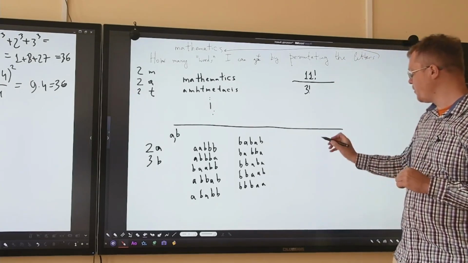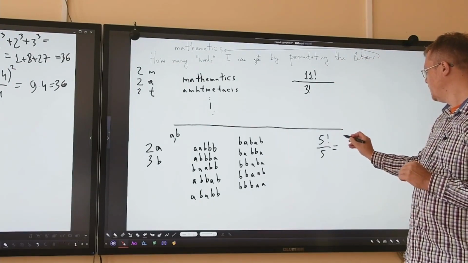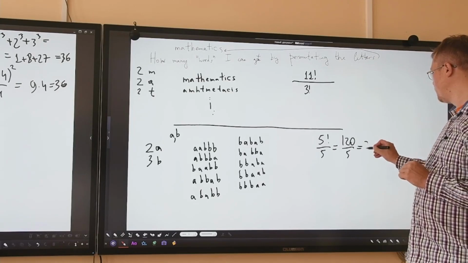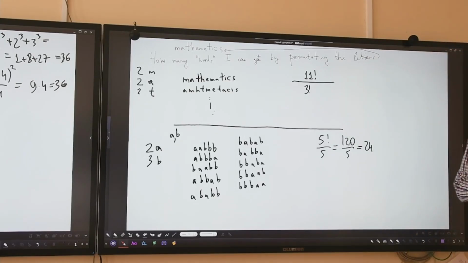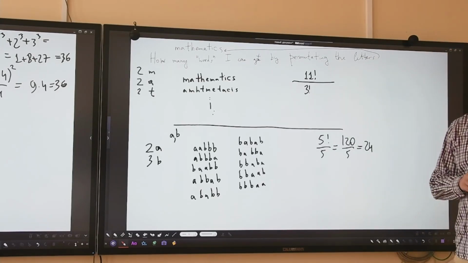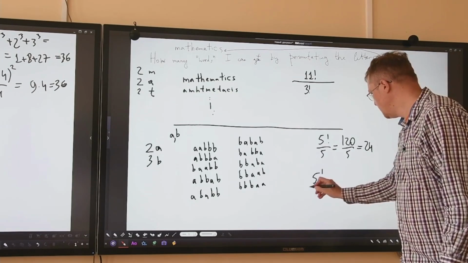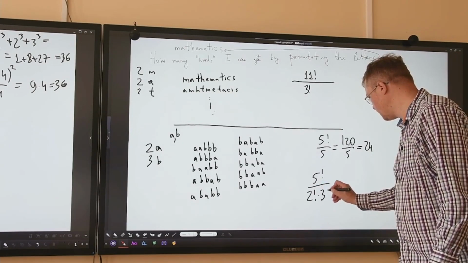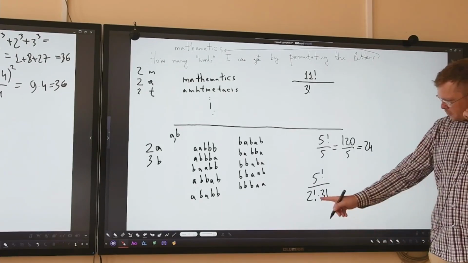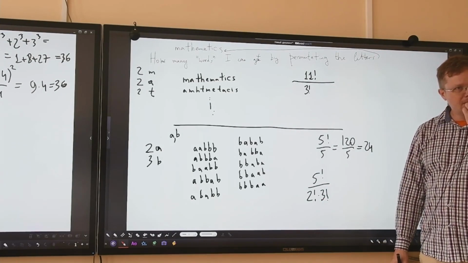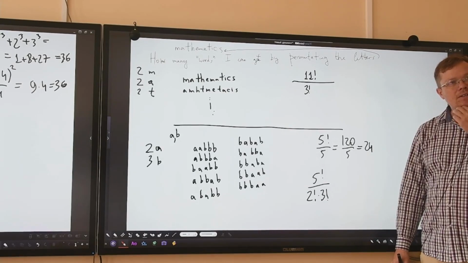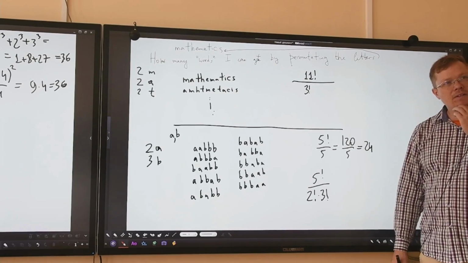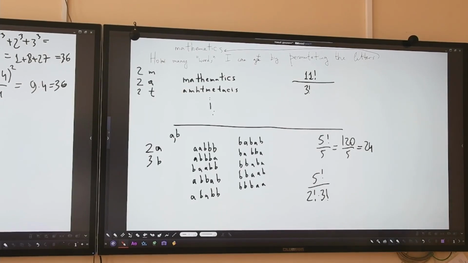5 factorial will be 120, and it would be 24 over here, and here I'll have only 10. So, yeah, 2 factorial times 3 factorial. Why 2 factorial and 3 factorial? The order of letters, like these 2 A's, and you also have the same thing with the 3 B's. But since they're the same letter, should we exclude these?